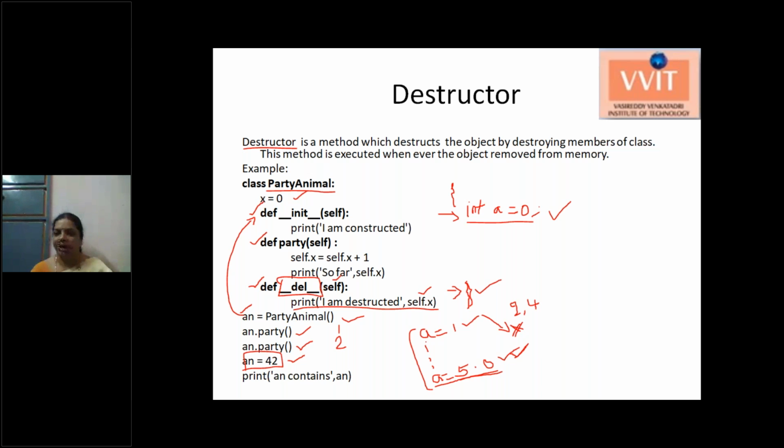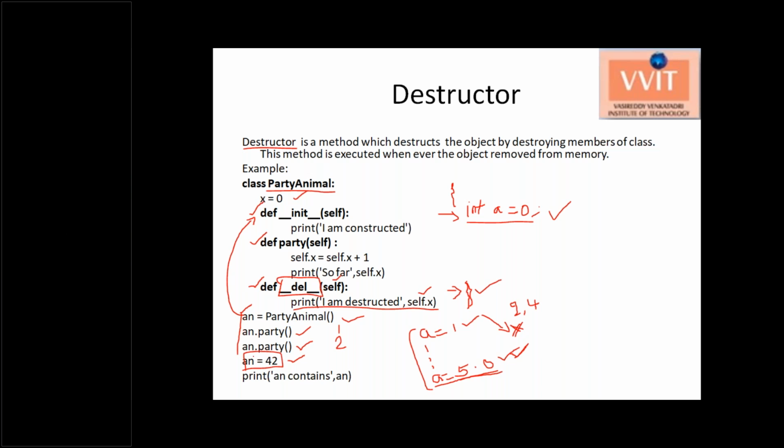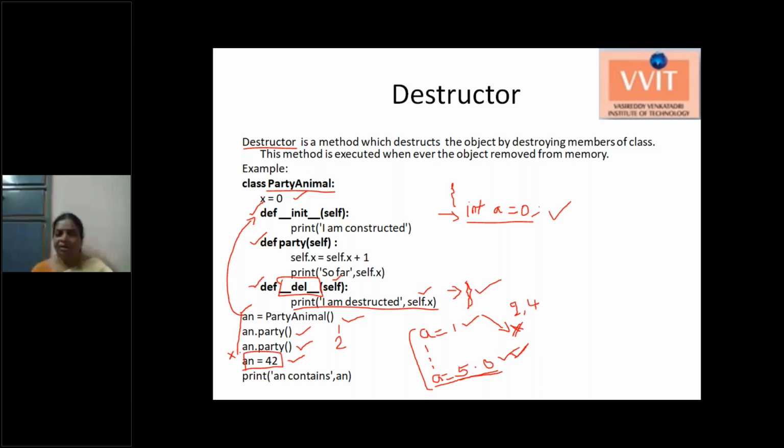It is the same case here: our an variable is destroyed from the memory, and it creates one more new variable an as an integer variable and assigns 42. That is nothing but the destruction of the an variable. Whenever you create the an variable as an integer variable, then the an variable that was created as an object is destroyed. So whenever 42 is assigned, it destroys the previous variable an.